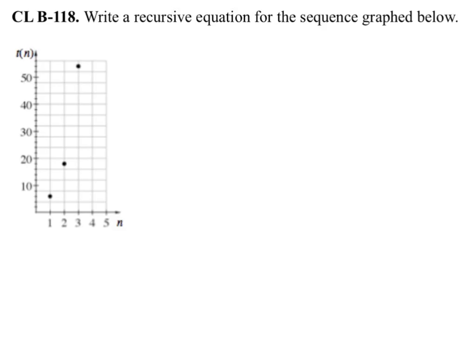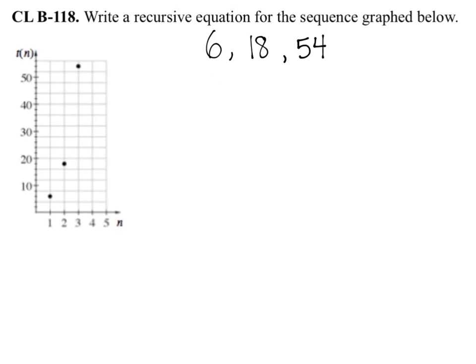In closure 118, we're asked to write a recursive equation. So we need to first analyze this chart and notice that at this first input, the output is 6. And at the second input, the output is 18, and at the third, if we follow the line 3 all the way up here, we get to 54. So those were our 3 terms in this sequence.